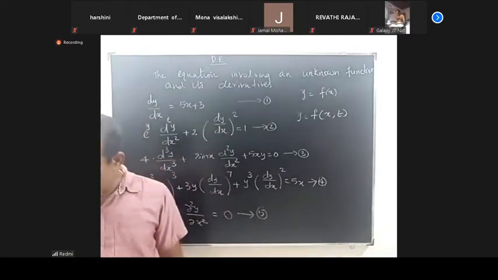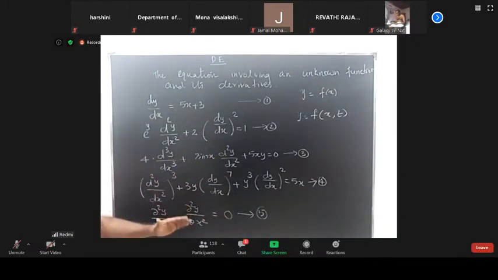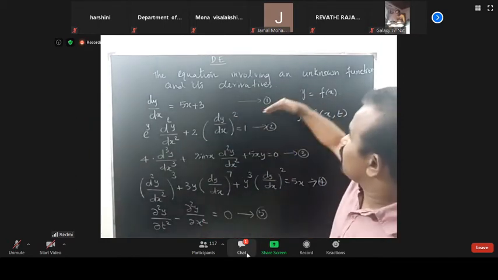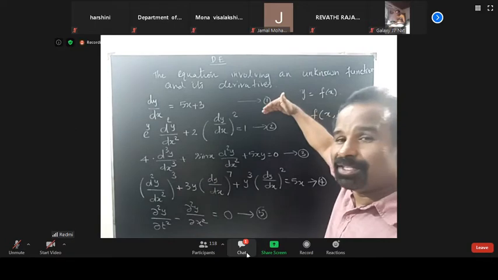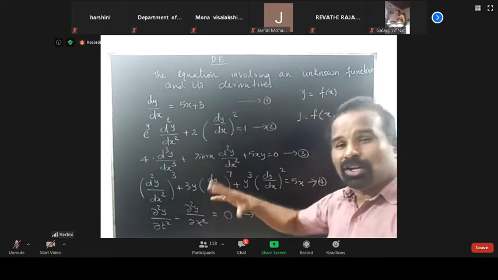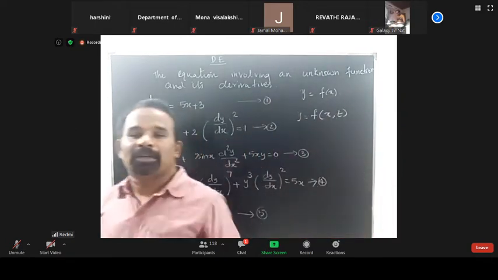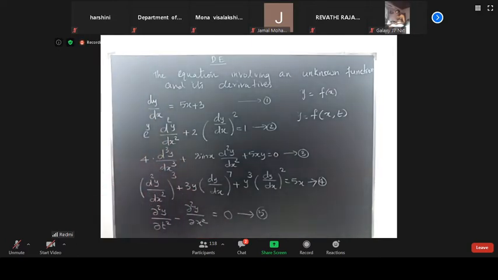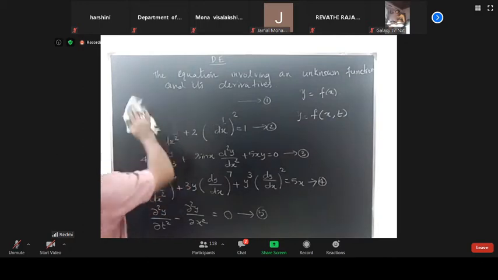Then I am going to tell you about an important thing, the solution. You see what is independent variable, what is dependent variable. There are two kinds of equations. One is ordinary differential equation, one is partial differential equation.